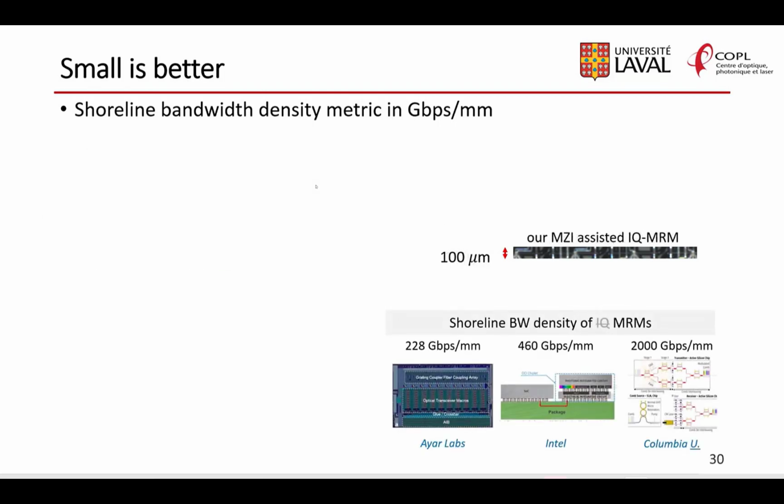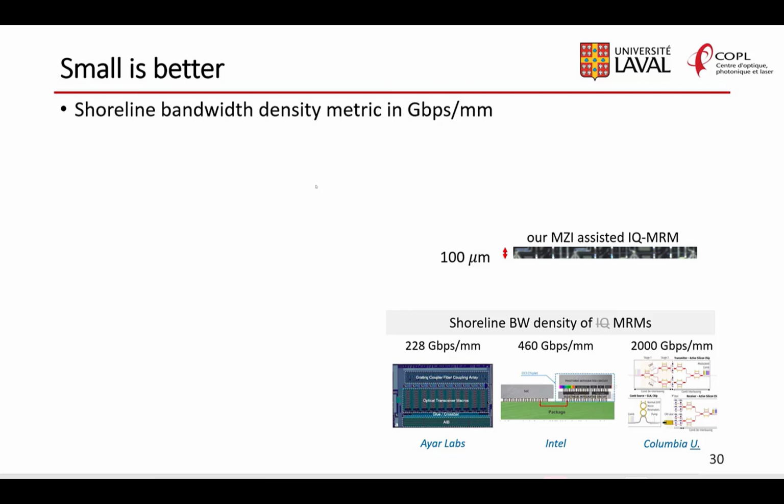Now, there's been much interest in increasing the shoreline density by using micro-ring modulators. And over the years, we have seen this go up from 220 gigabits per second to the previous record, which was 2,000 gigabits per second per millimeter. Now, what I'm careful to do here is to say that these demonstrations were not with IQ MRMs. They were just doing amplitude modulation.